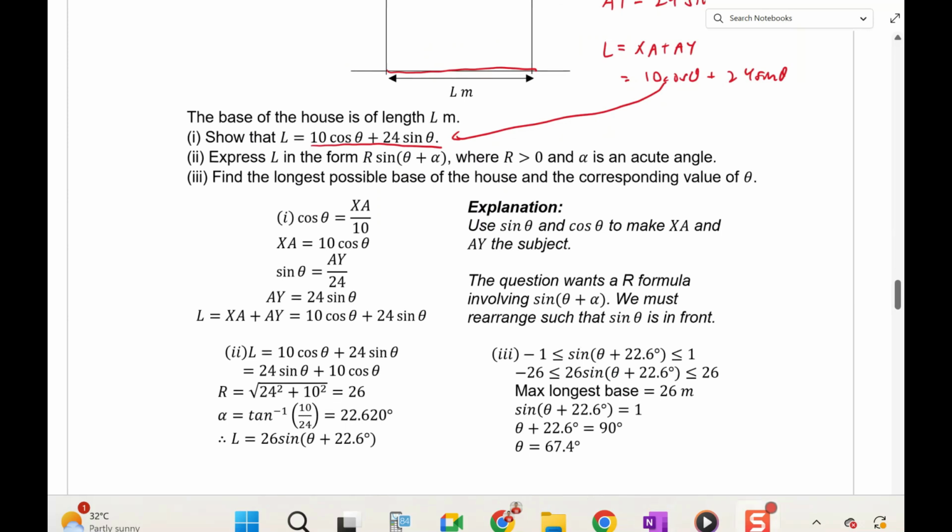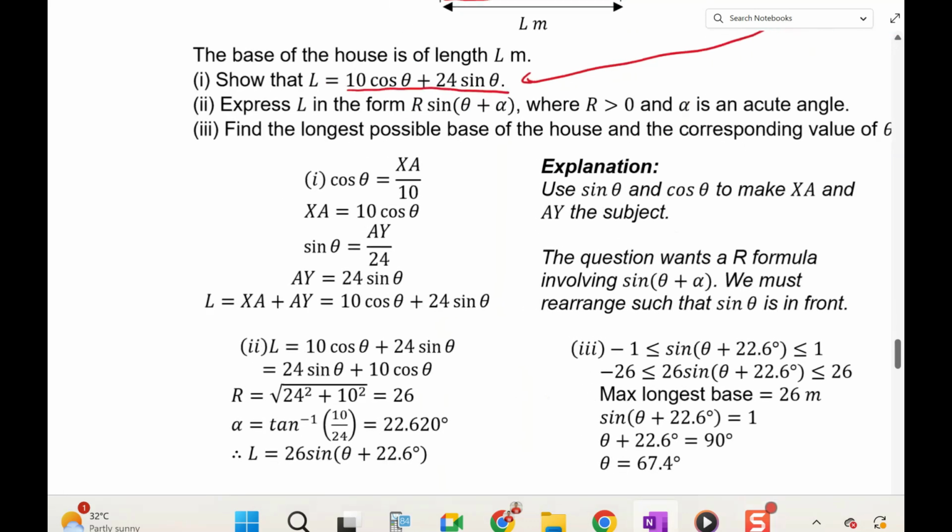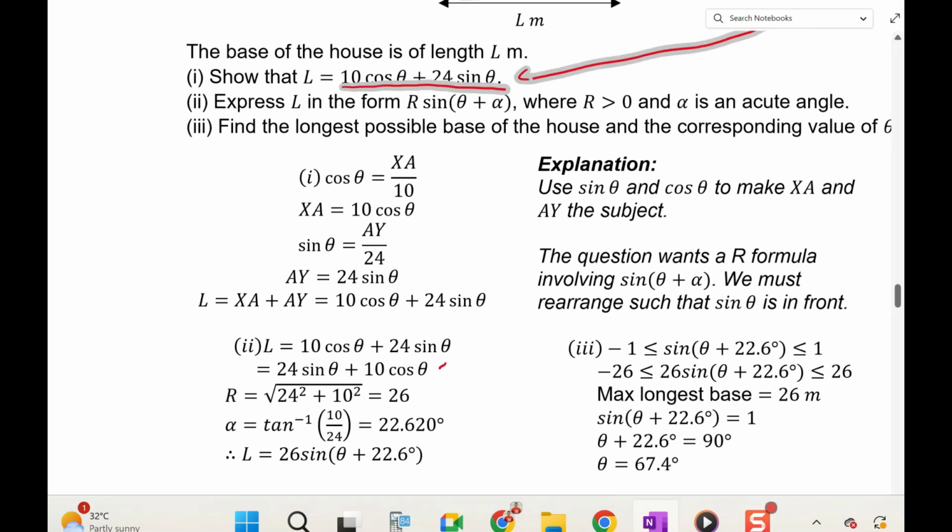Now part 2. Express L in the form r sine of theta plus alpha, where r is more than 0 and alpha is an acute angle. Now this is where we use our knowledge from our formula. Since the question has specified the formula they want us to use, r sine theta plus alpha, then we need to rearrange our L expression so that sine theta is in front. So instead of 10 cosine theta plus 24 sine theta, we'll rearrange it to 24 sine theta plus 10 cosine theta.